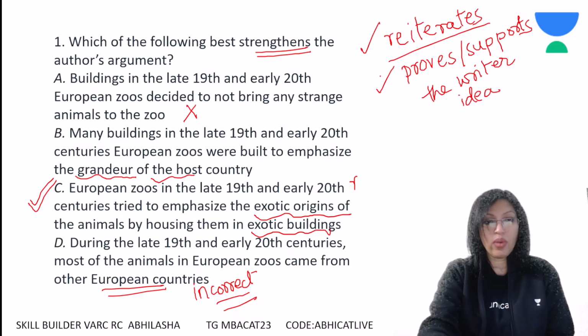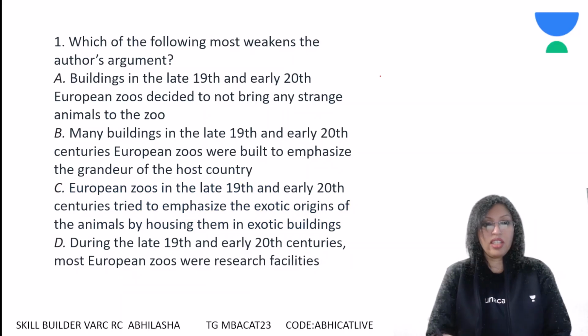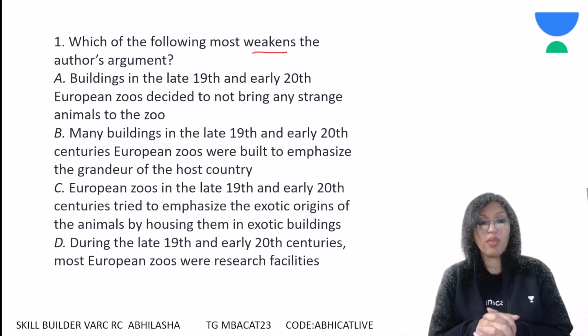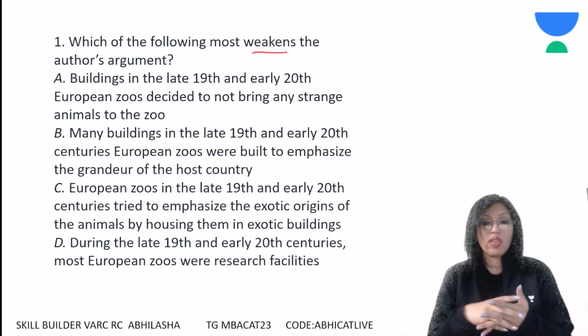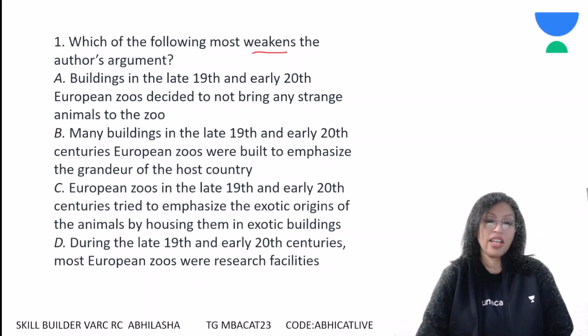Let's look at the weakening question also. Oh, so this is just the correct answer. All right, the weakening question. So again, now we have to say that the buildings are not made to emphasize the exoticness of the building, that is of the animal. That is what we will try to say, okay? We will try and negate the idea that the buildings were made to emphasize the exoticness, correct? So let's do this. Let's take a moment.